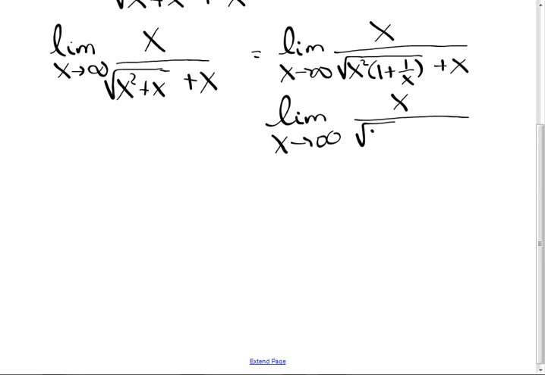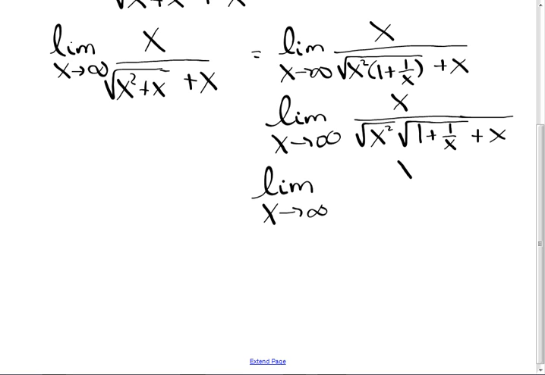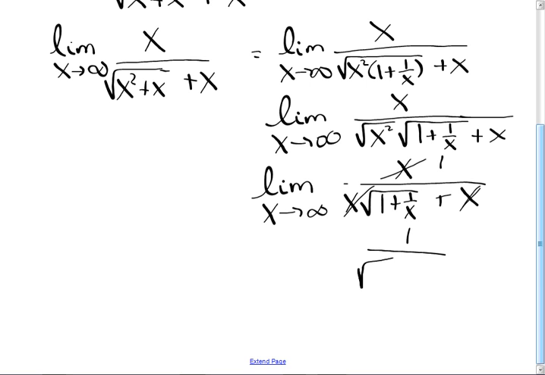What is this? Isn't that the same as this? And isn't the square root of x squared x? Over x, square root of 1 plus 1 over x plus x. What's going to happen to the x's? The x's will cancel out if you factor them. So I'm going to get a 1, and I'm still going to get this. I'm going to get 1 over the square root of 1 plus 1 over x plus 1. That's not 0.